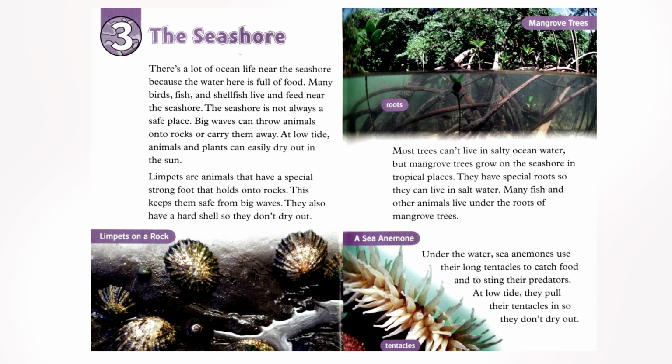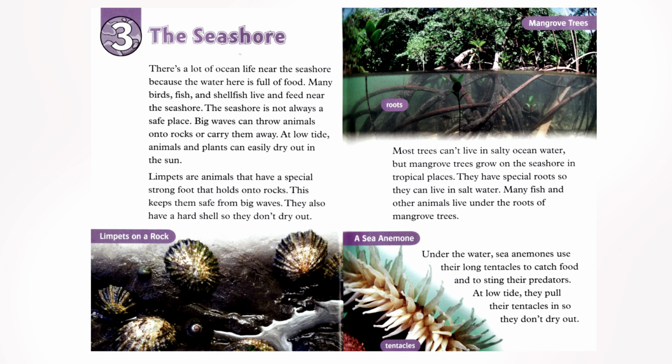Most trees can't live in salty ocean water, but mangrove trees grow on the seashore in tropical places. They have special roots so they can live in salt water. Many fish and other animals live under the roots of mangrove trees.